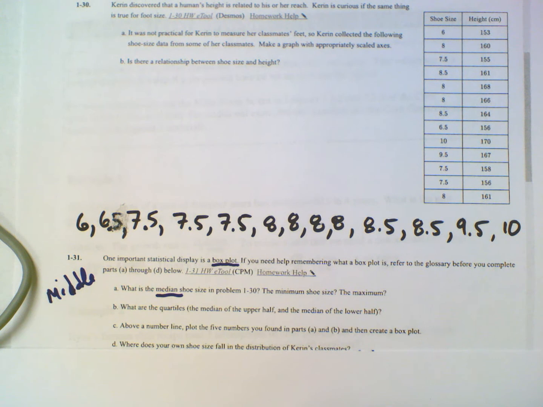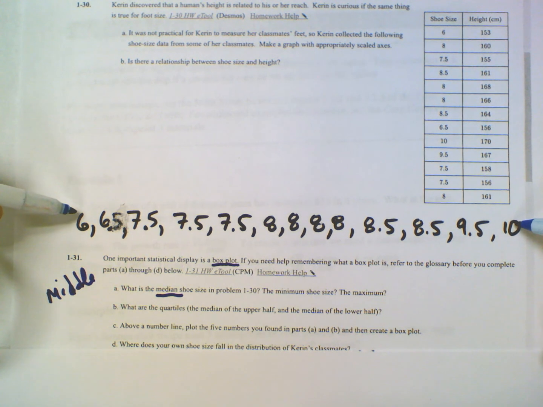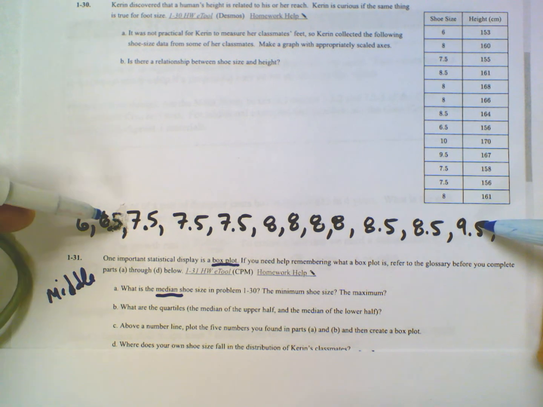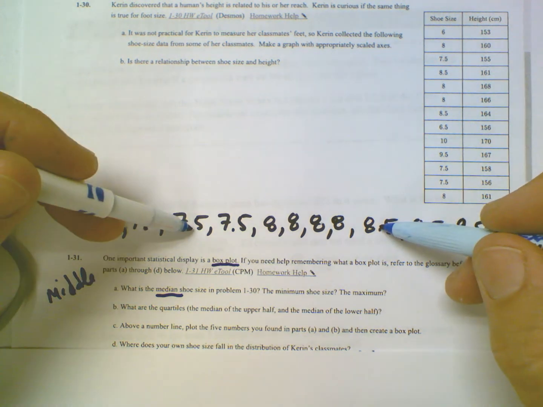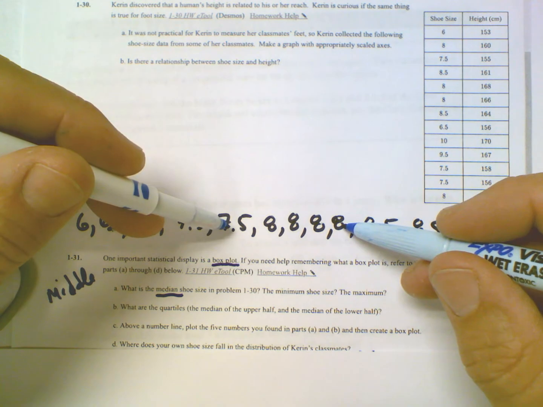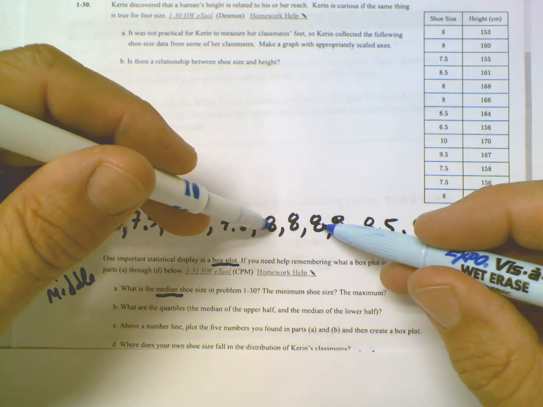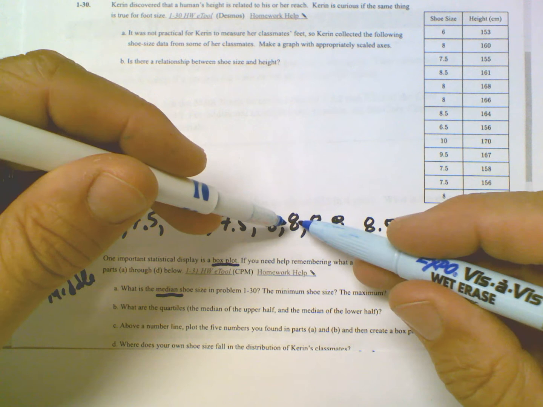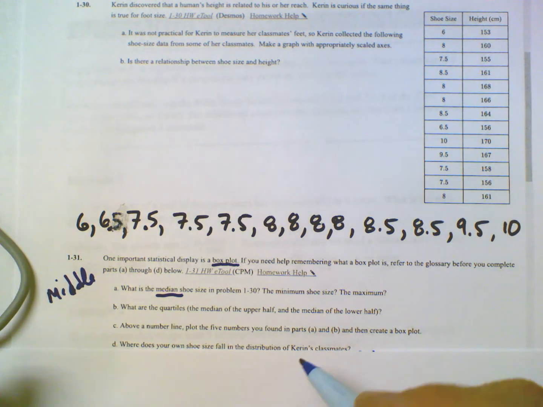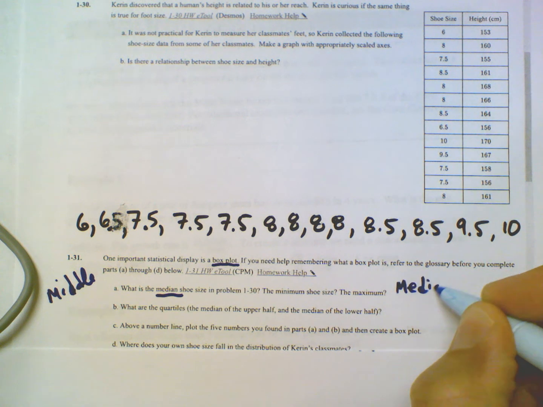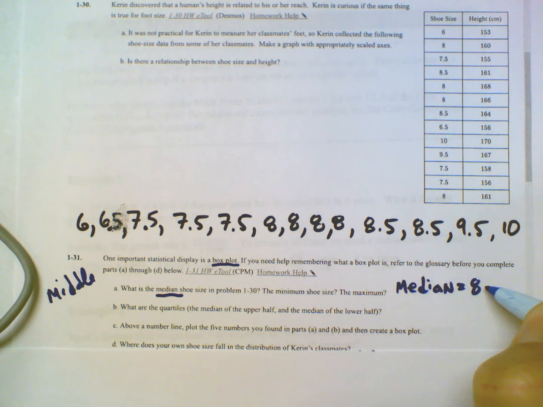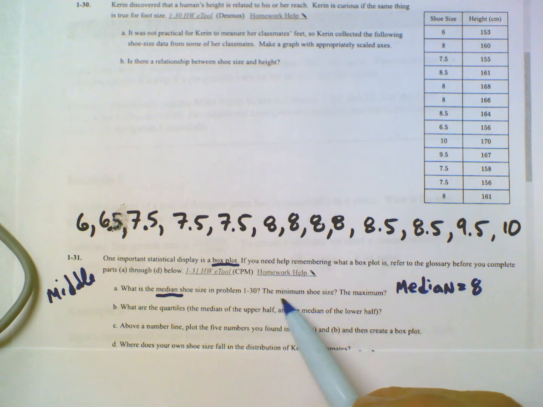So what I'm going to do is look at my data and just count in. If I count in from the outside, so here's the outside, go one in on both sides, go one in again, both sides, go in again, both sides. So you count in until you get to the very center. And it looks like our very middle number is right here, which is 8. So our median is equal to 8.